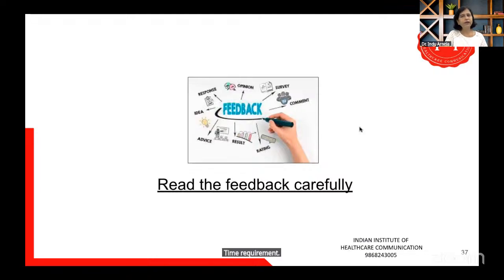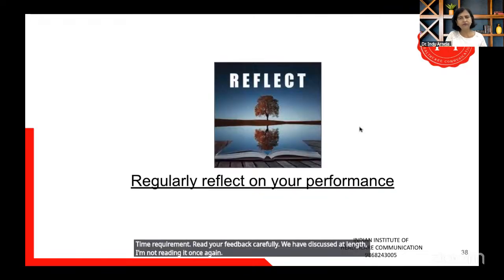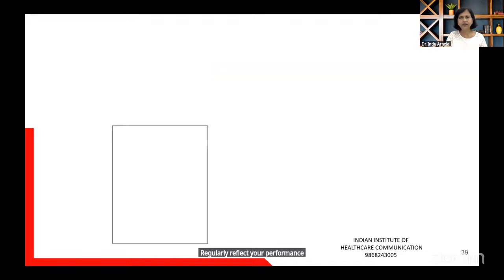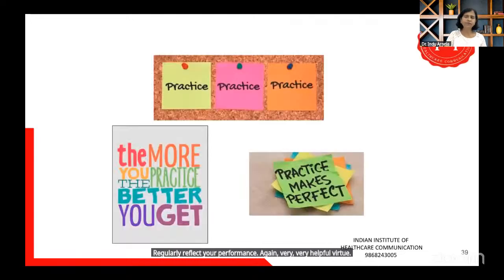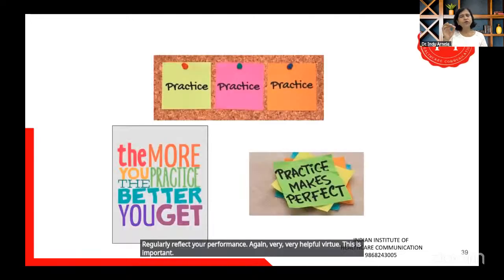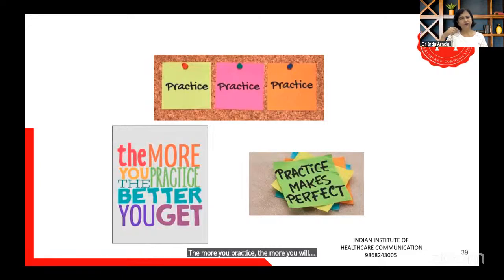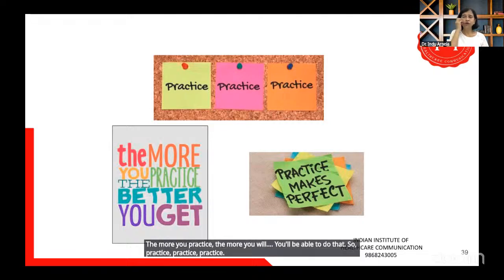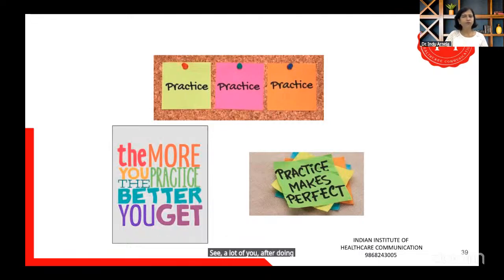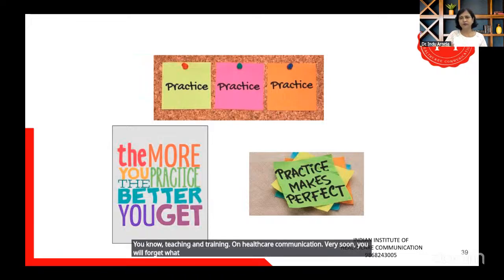Read your feedback carefully. We have discussed at length, so I'm not reading it once again. Regularly reflect on your performance. Again, a very, very helpful virtue. This is important. The more you practice, the better you will be able to do. So practice, practice, practice. A lot of you, after doing the program, if you don't start teaching and training on healthcare communication, very soon you will forget what you learned.